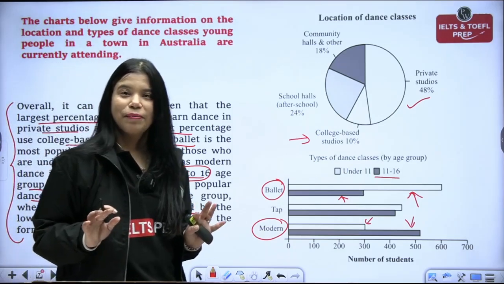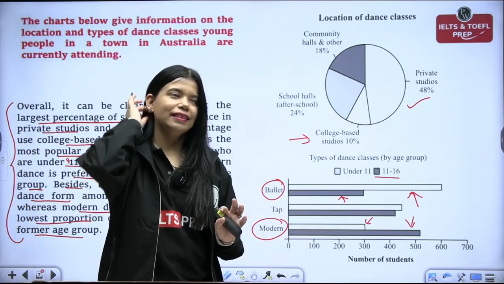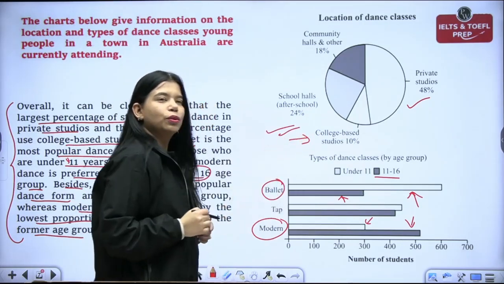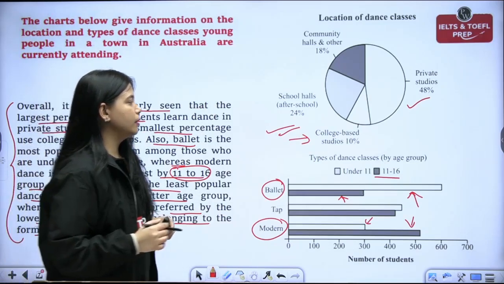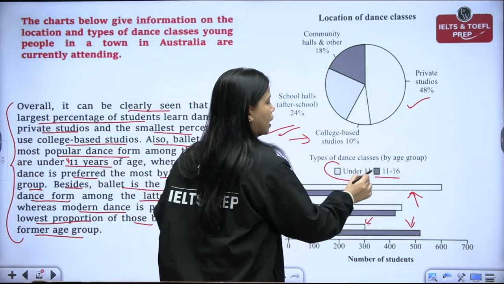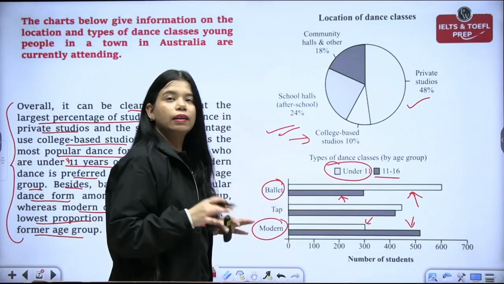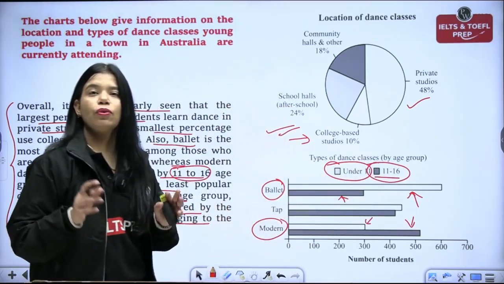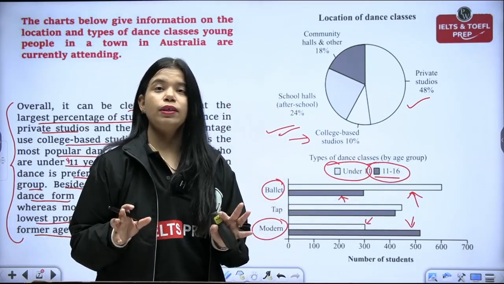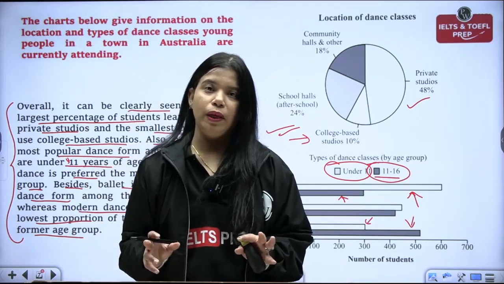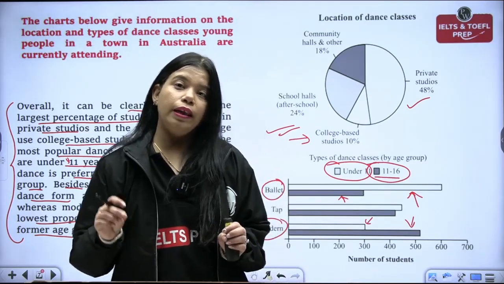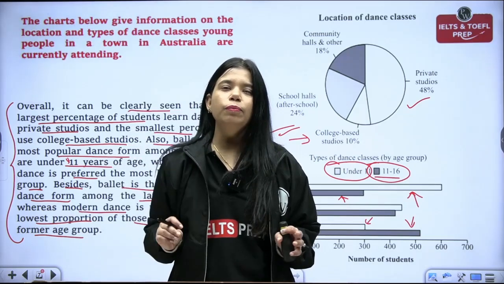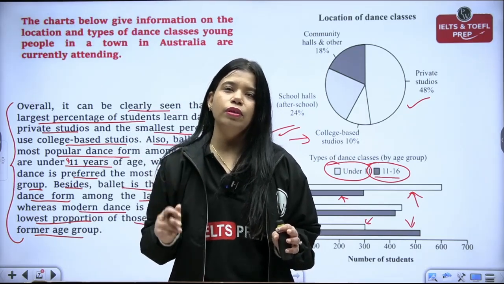Now what is wrong in this overview paragraph? A lot of things are wrong. The only problem here is that I have written largest and smallest proportion of pie chart also. Then I have written the largest and smallest proportion of under 11 category also. Then I have written largest and smallest proportion of 11 to 16 category also. So overall I have written 6 features in the overview paragraph. And should we do that? Should we write 6 features in overview paragraph? Absolutely not. At the most, you should be writing around 2 to 3 features.